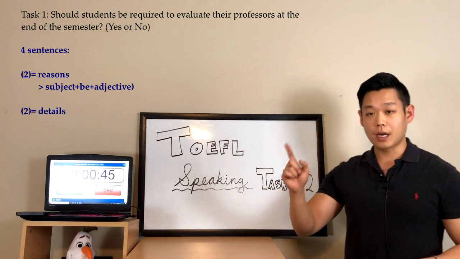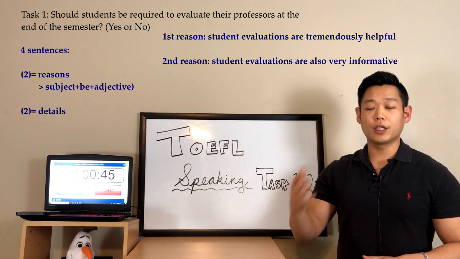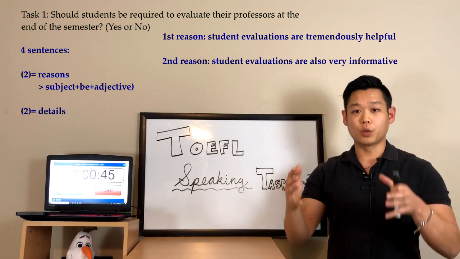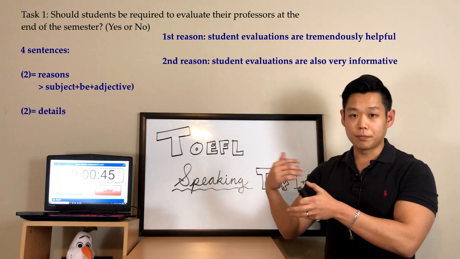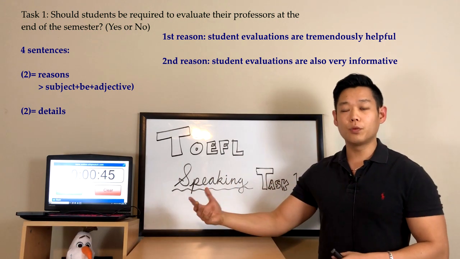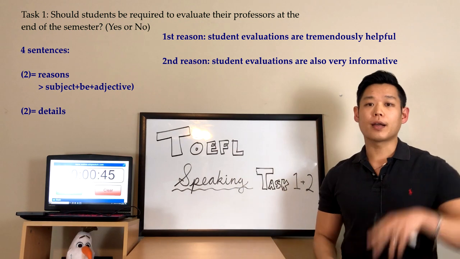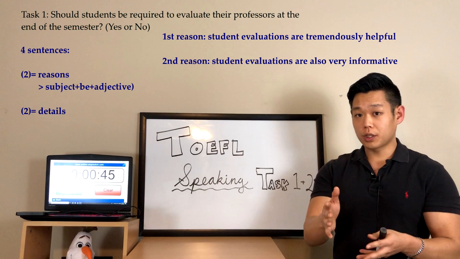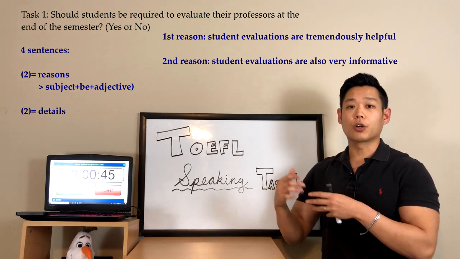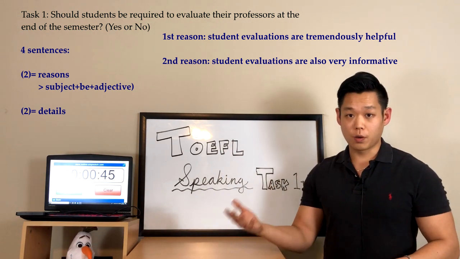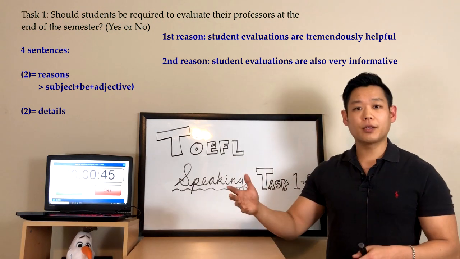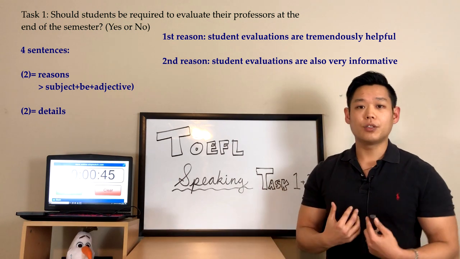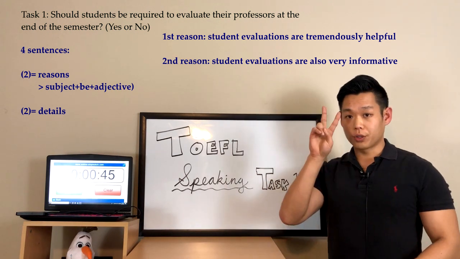So for the first reason, I'm going to say that student evaluations are tremendously helpful, okay? So student evaluations was the subject, are is obviously the be verb, and tremendously helpful would be the adjective part, okay? Now, for the second reason, I'm going to say student evaluations, so the subject doesn't change. Student evaluations are also very informative, okay? So are doesn't change. I'm adding the word also because it's the second reason, and for the second reason's adjective, I decided to use informative, okay? So those are the 2 reasons.